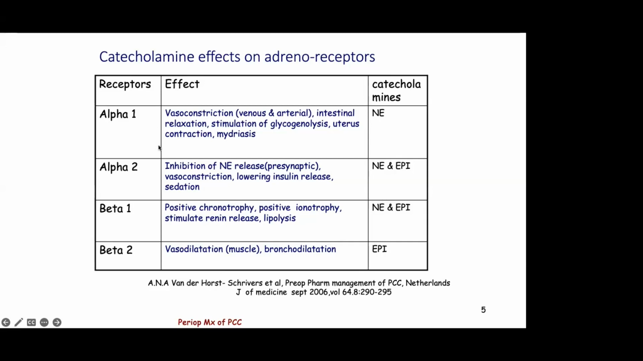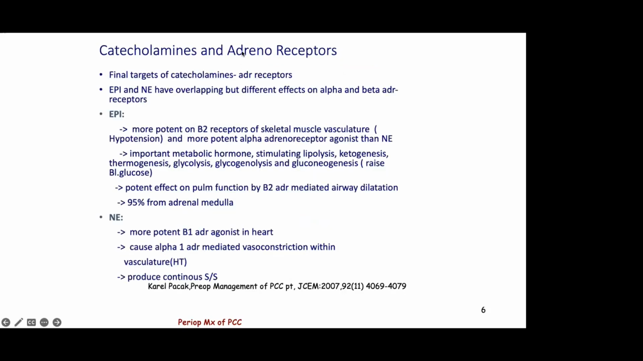So alpha 1 and beta 2 have exclusively norepinephrine and epinephrine acting, and alpha 2 and beta 1 have both of these acting through them. So the final targets of catecholamines are these receptors, and they have overlapping and different effects on each, as I have just mentioned. So epinephrine is more potent on beta 2 receptors of skeletal muscle vasculature that can actually cause hypotension. That is what I was just talking about.